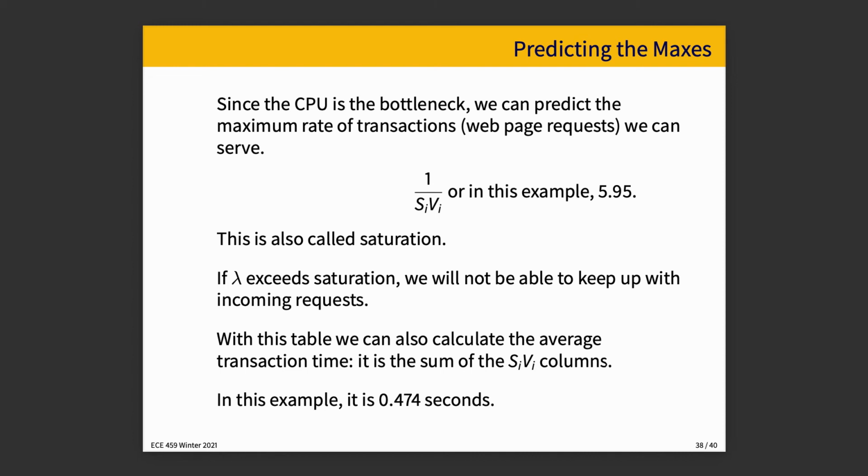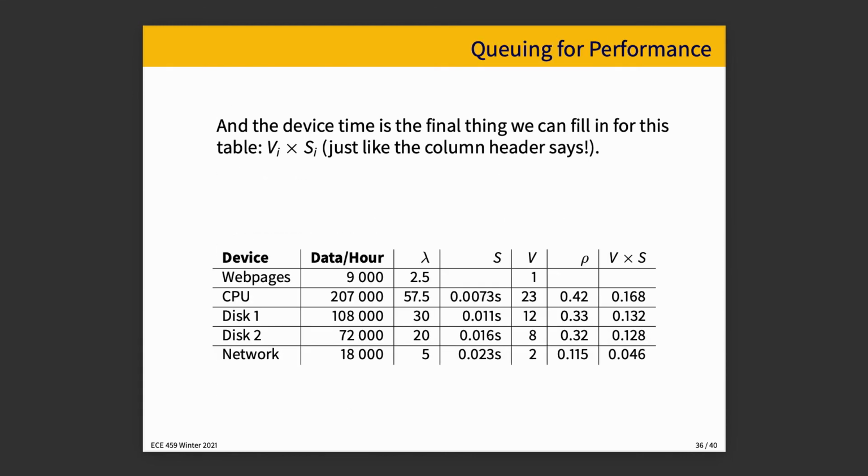And using the table, you can also calculate the average transaction time, and it's the sum of the visitation columns, so you just add up the V times S for each of them, because when we are doing this, all right, we visited the disk 12 times, for a total of 0.132, and we visited the CPU 57.5 times for a total of 0.168. And so on, until you've added up all of those things, so you get the average transaction time, which tells you when a call arrives at the web page, how long does it take before it is completely done, all the way from receiving the incoming network request, all the way to sending the outgoing response.